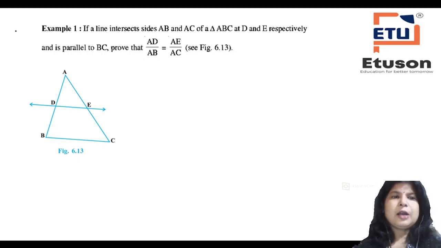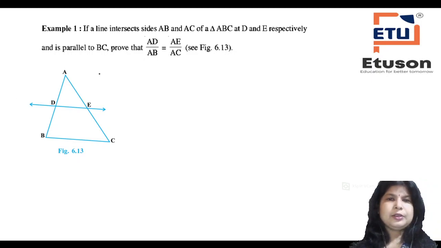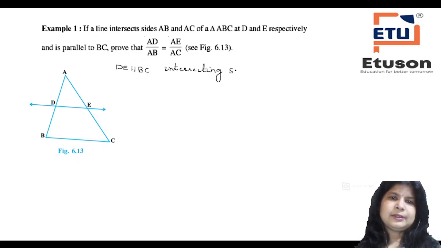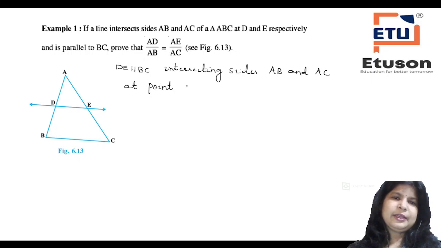So now according to your question, your line DE is parallel to BC, intersecting sides AB and AC at point D and E respectively. Correct?